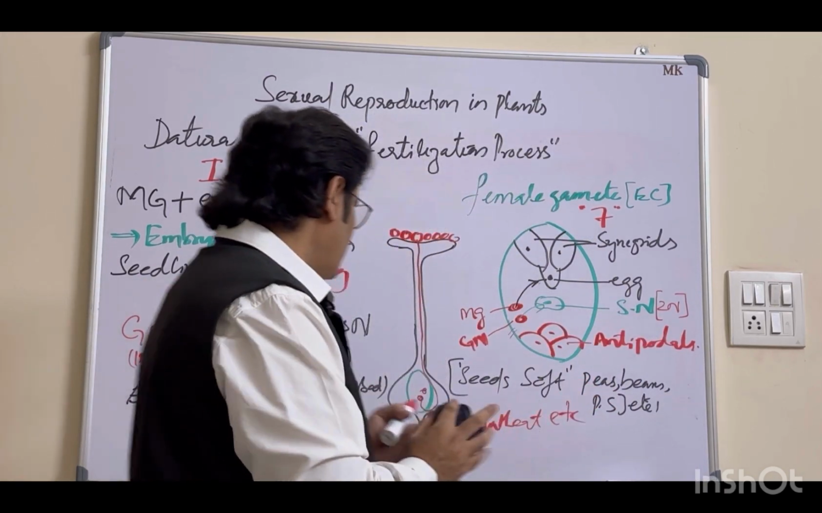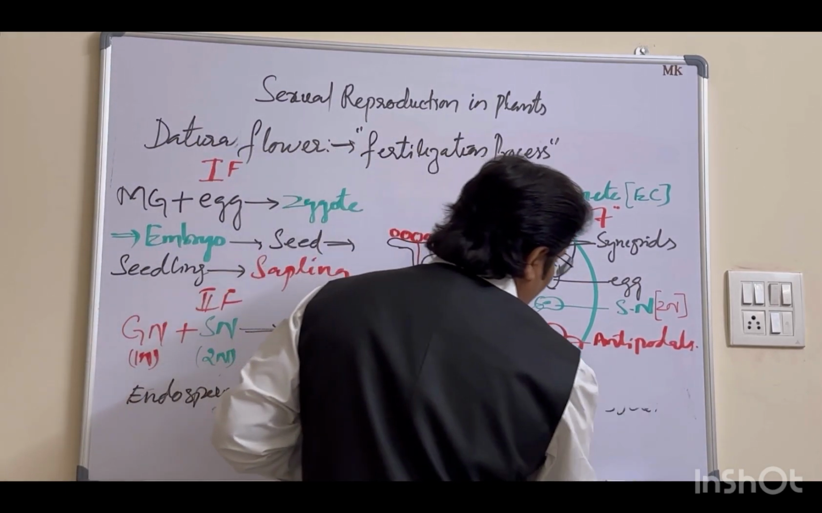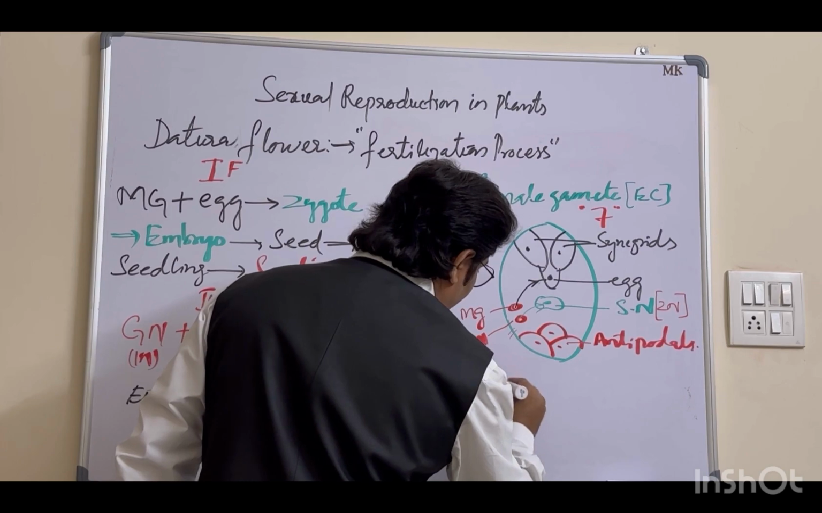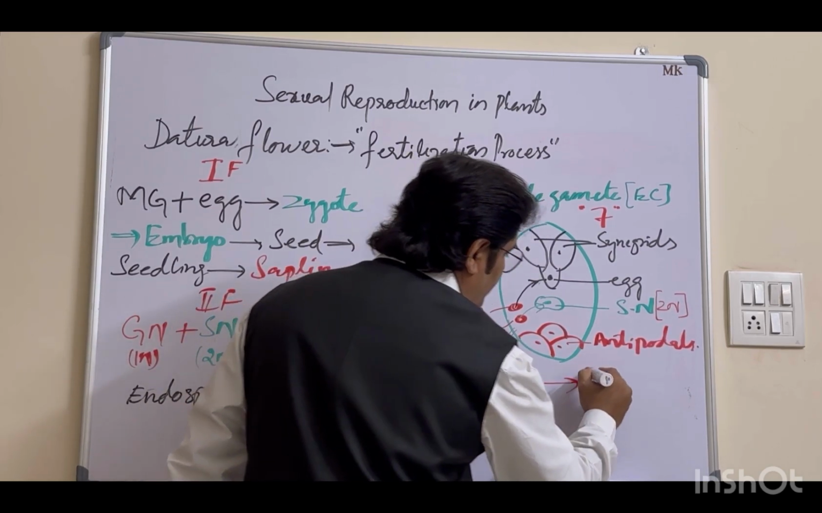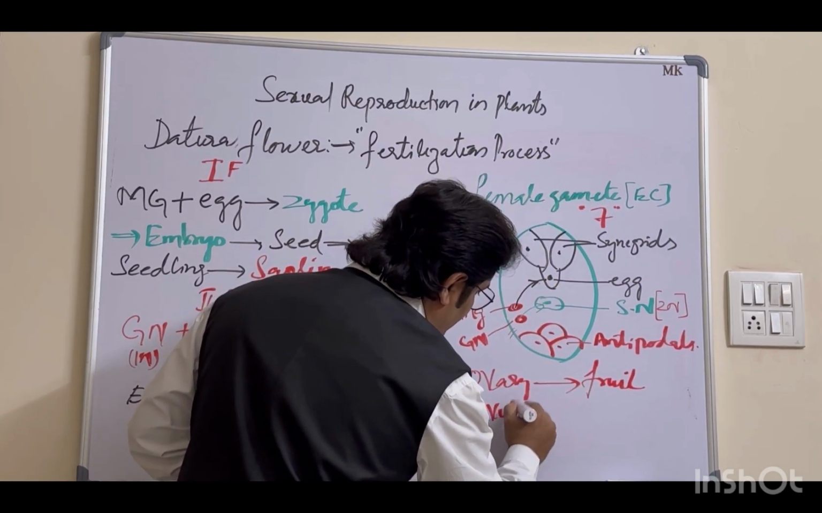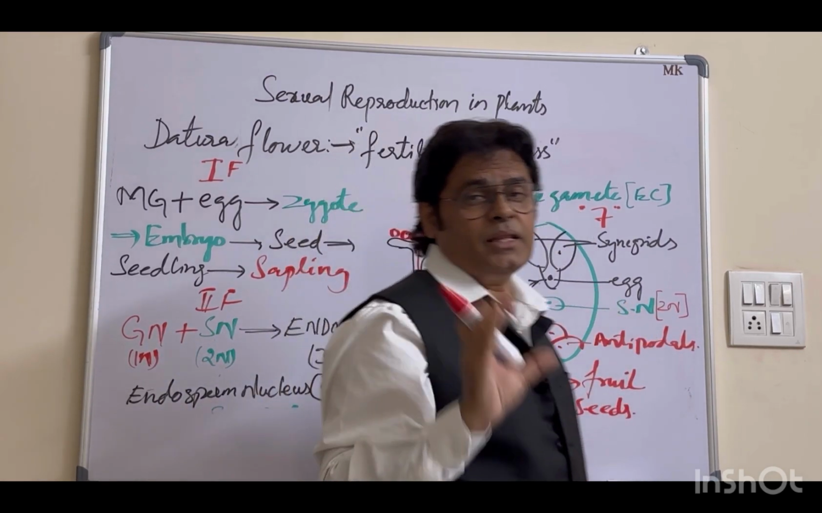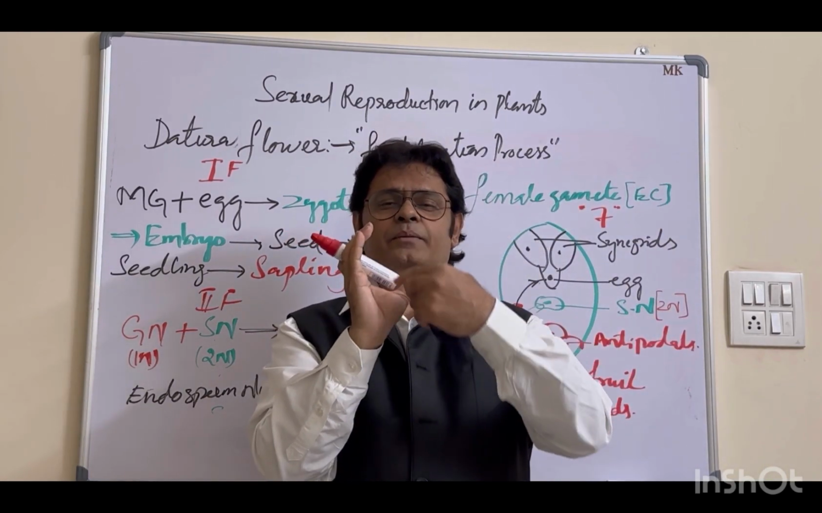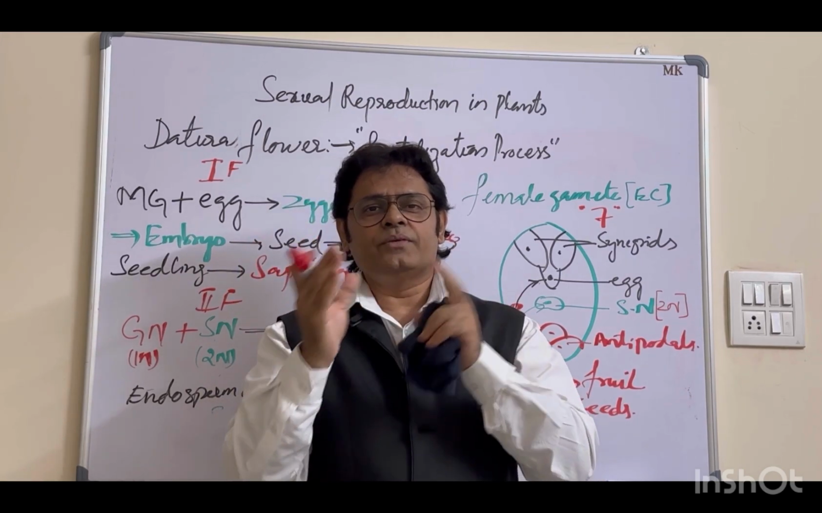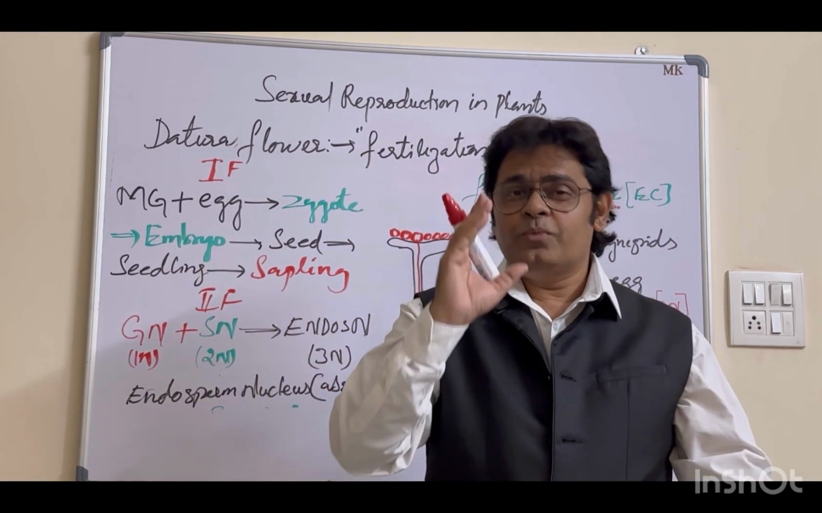Clear? So finally, what is formed here now? What is the final thing, the fruit we are eating? The ovary converts into fruit. And the ovule converts into seeds. If you are eating an apple, the white material is nothing but the ovary, and the seeds which are there are the ovules. So the ovary converts into fruit and the ovule converts into seed. Clear? Hope everybody has understood.